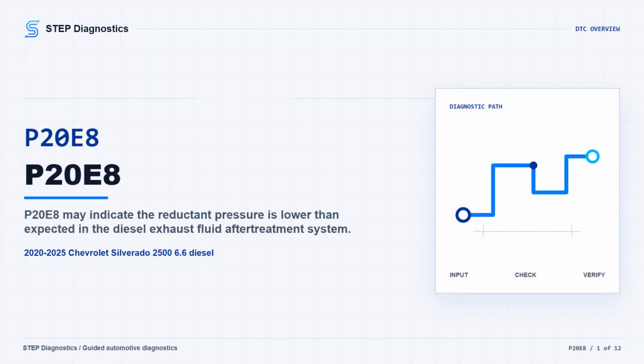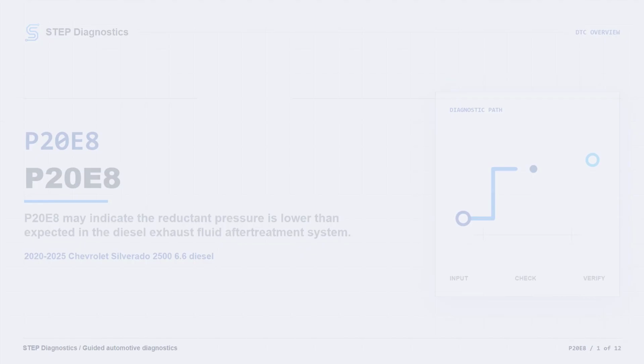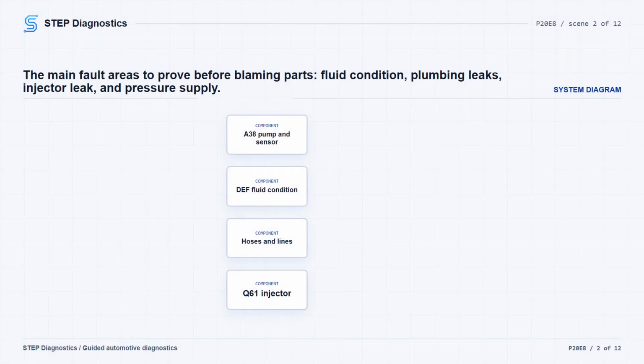This one is for P20E8 on a 2020 to 2025 Chevrolet Silverado 2500 with the 6.6 diesel. In plain language, this code may indicate the reductant system is not seeing the pressure it expects. The truck may show a Service Emission System or Service Exhaust Fluid System message, and it may act like an after-treatment fault is active, rather than a normal drivability problem.